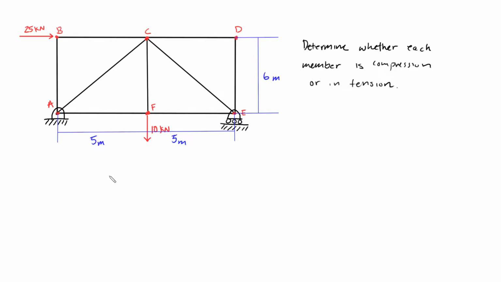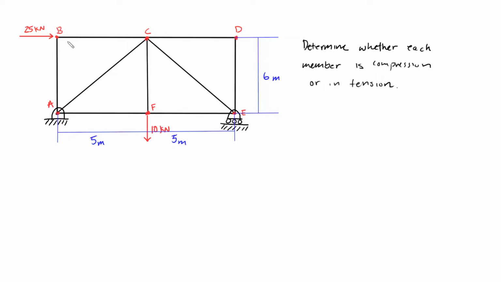So to get started on this method of joints example, what we're going to do is determine which members are zero force members. As we said before, a zero force member is basically a member that acts in such a way that there's really no force acting on that member, causing it to be irrelevant. So let's take this for example.